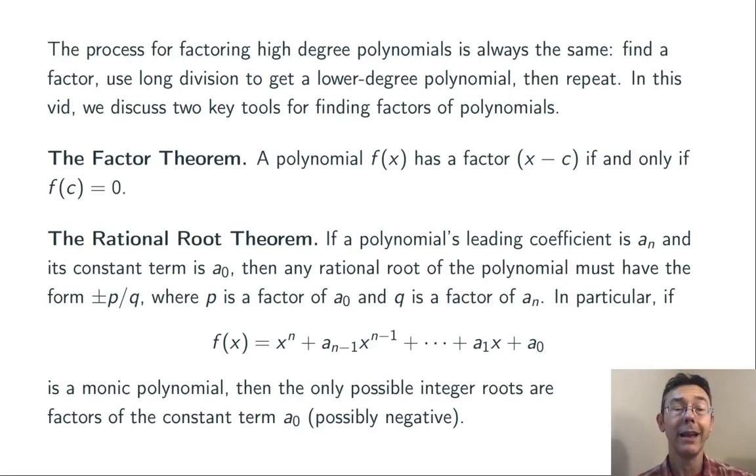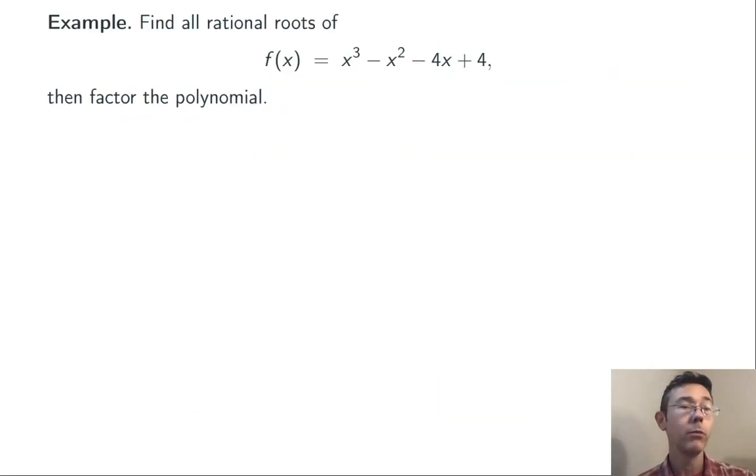So if you look at the x to the n here, notice there's no a sub n in front of it. In that case, the rational root theorem just says that the only possible rational roots are integers that are factors of the constant term, a sub 0, possibly negative. I think this all makes more sense when we actually do an example problem. So let's work through this.